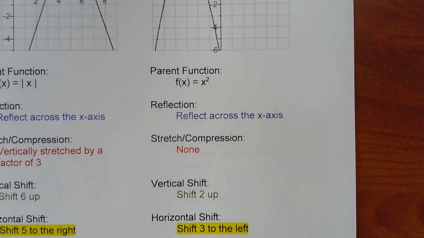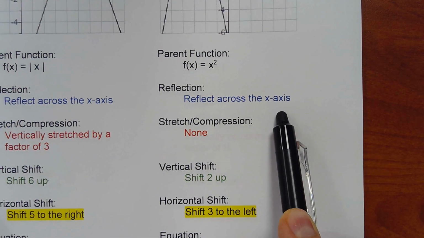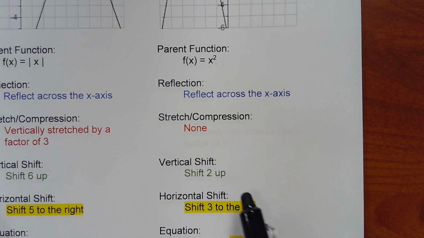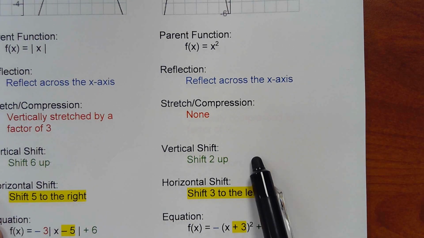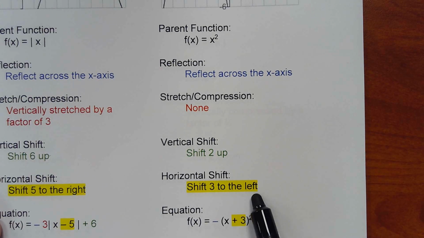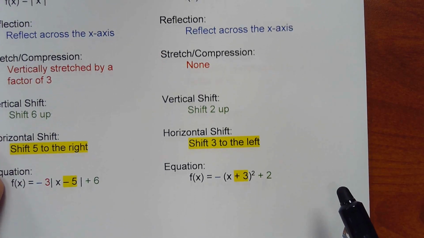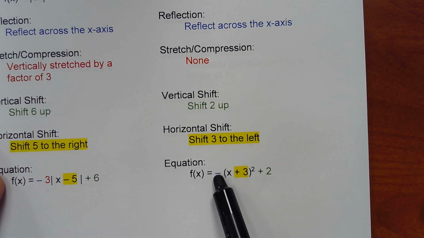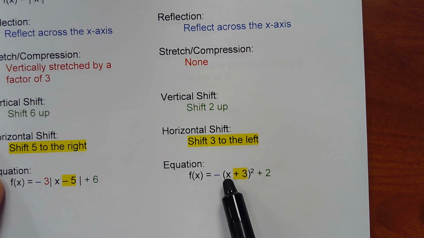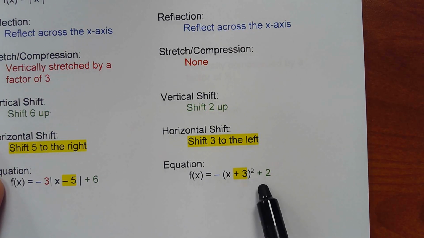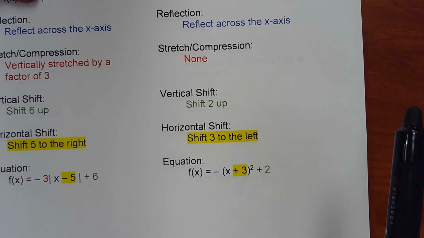So let's just kind of summarize. It's reflected across the x-axis. Stretch, compression, none. Vertical shift 2 up. Horizontal shift 3 to the left. So putting all that together, there goes our minus sign for the reflection. It's x. Now it's 3 to the left, so I'm going to put a plus 3 squared and then plus 2 up.